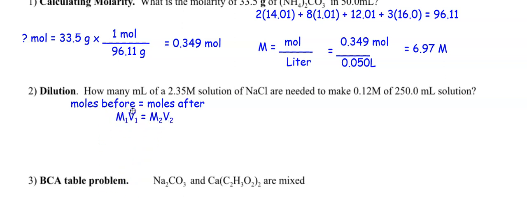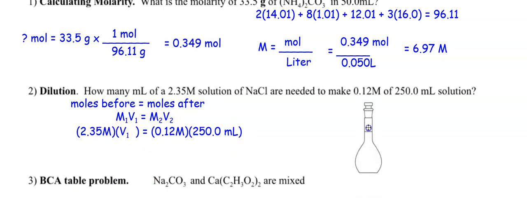Times liters. So we can say the molarity times volume before equals the molarity times the volume after. Why? Because that's what moles before is. Moles is molarity times volume. So now what? I just plug in the numbers here. So the question is, if I have my stock solution that is 2.35 molar, how many milliliters do I pour out of my stock solution into my graduated cylinder? That's what your V1 is really asking for.